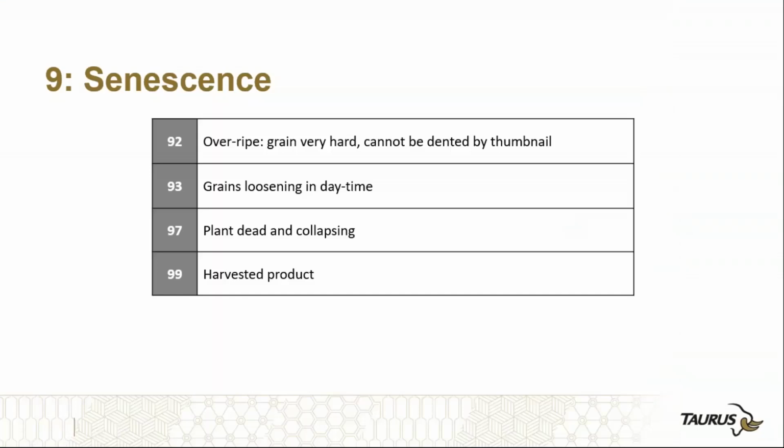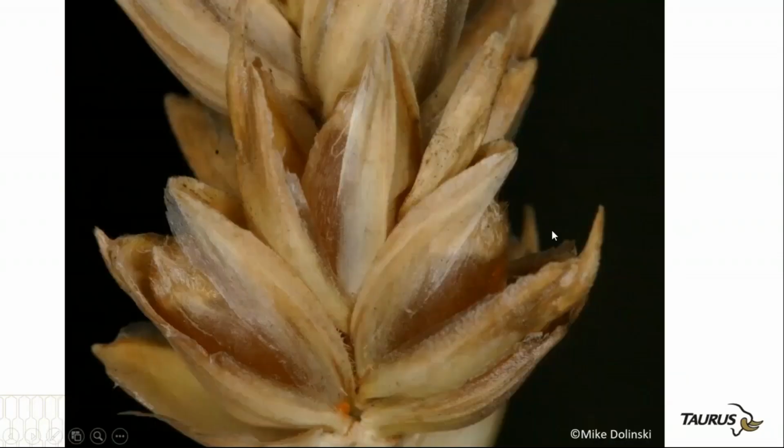So we go to senescence. Overripe, the grain is very hard. Grain loosens in the daytime. Plant dead and collapsing, and harvest the product. So here's what it is.